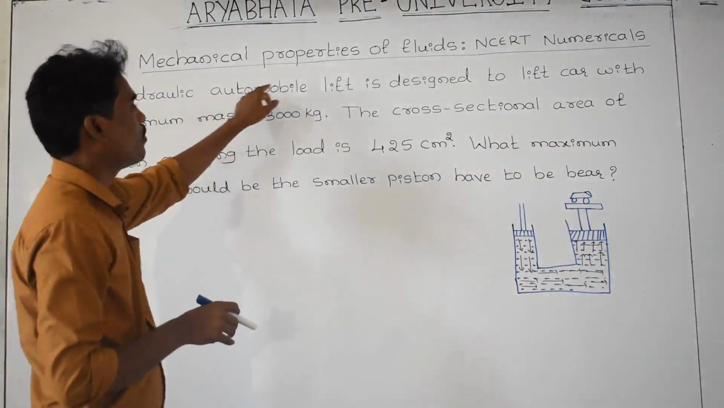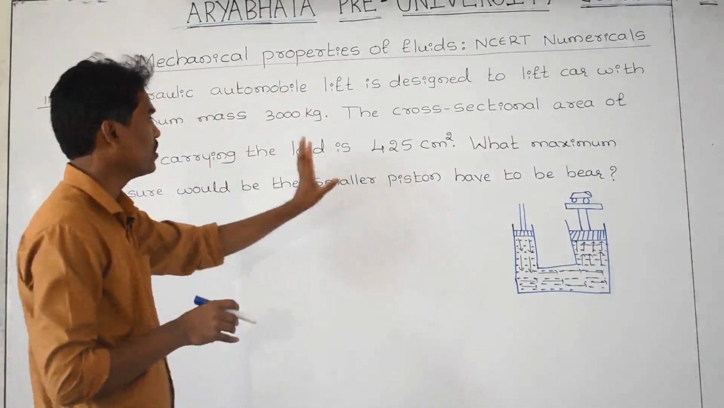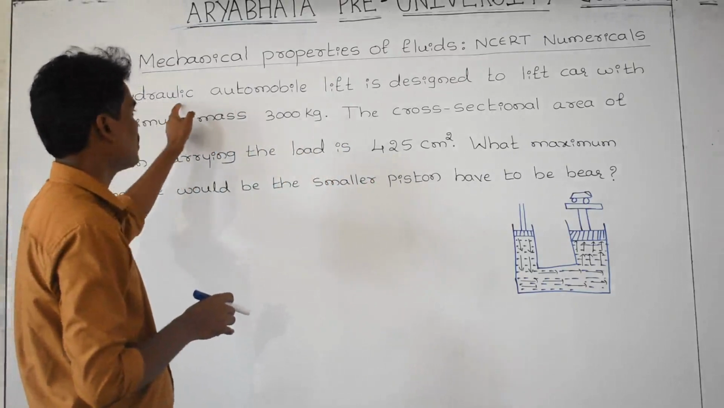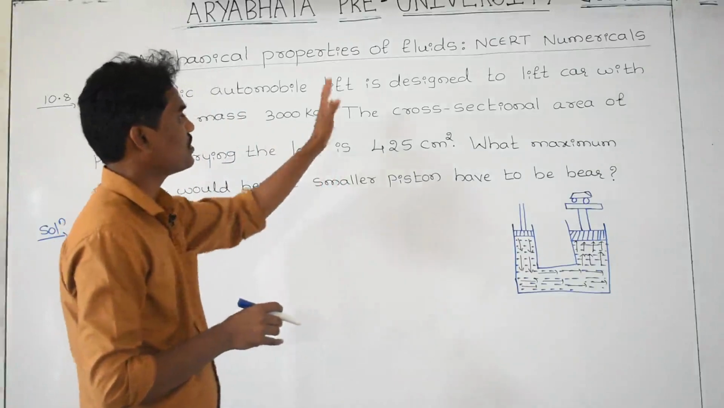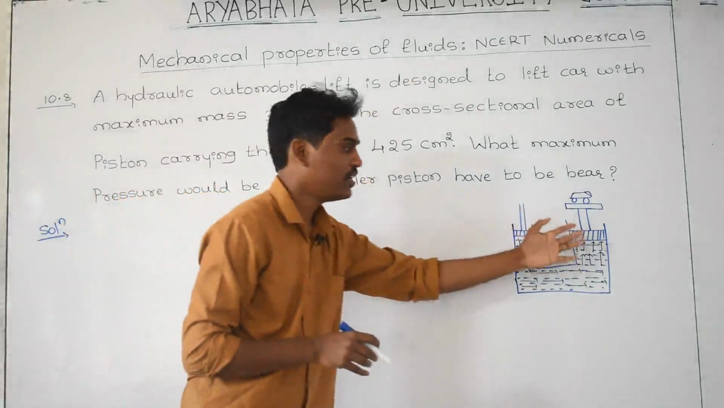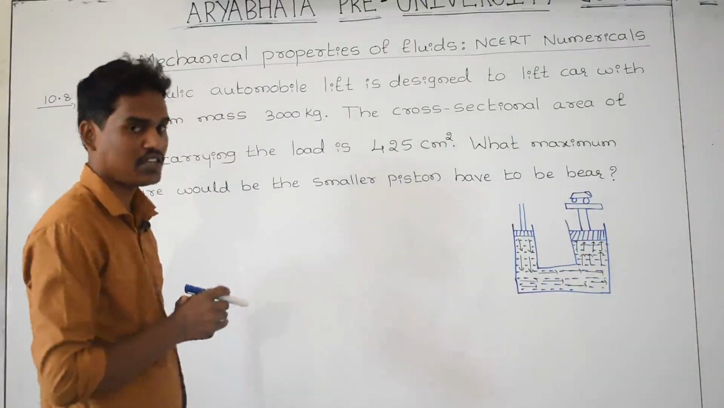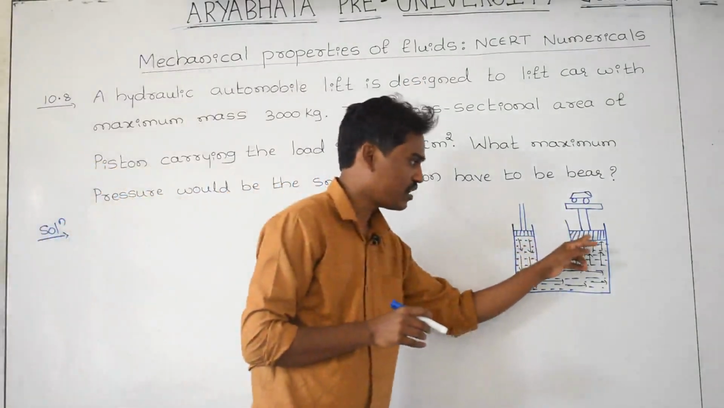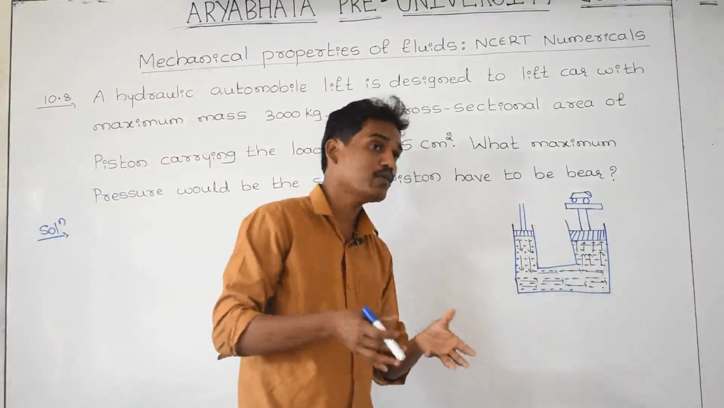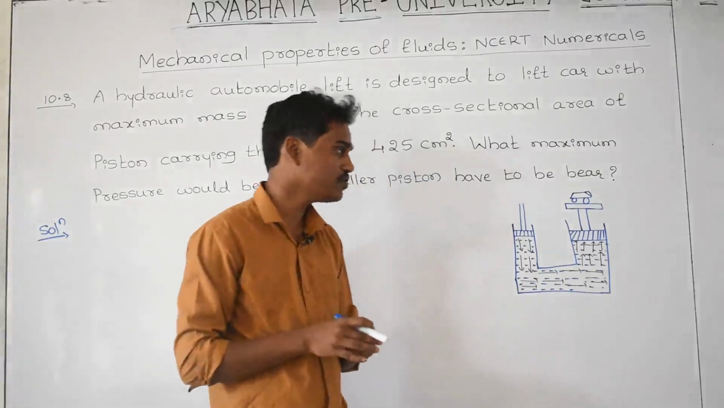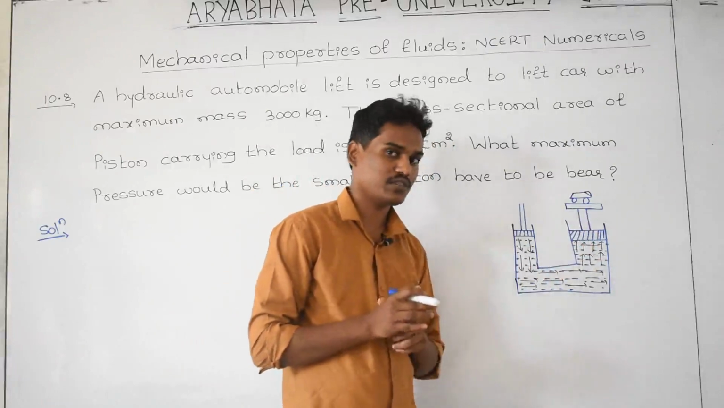A hydraulic automobile lift. Hydraulic means this lift is made using a liquid. Hydraulic in the sense that inside the cylinder liquid is there, and it is designed to lift a car. And it is designed to lift a car with a maximum mass equal to 3000 kg. And this hydraulic lift is designed, it is having a capacity. How much capacity is it having? A maximum mass that can be lifted by using this one, maximum 3000 kg.